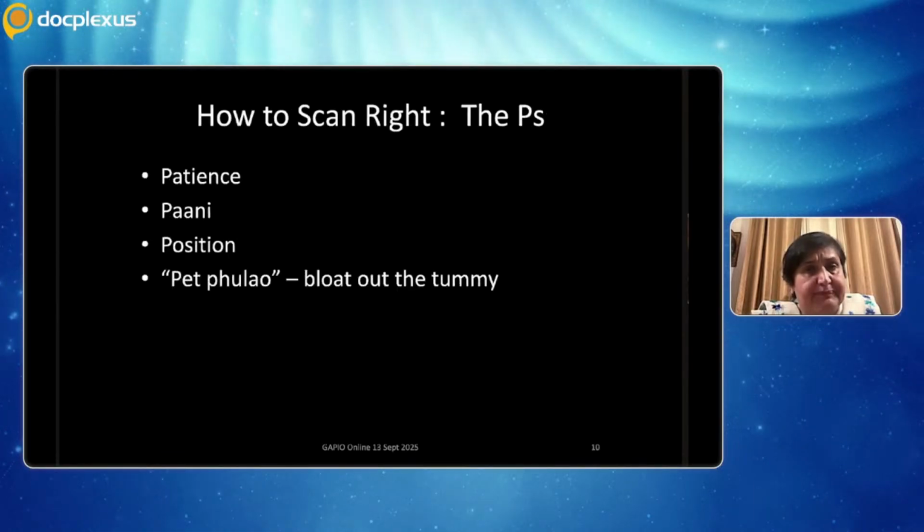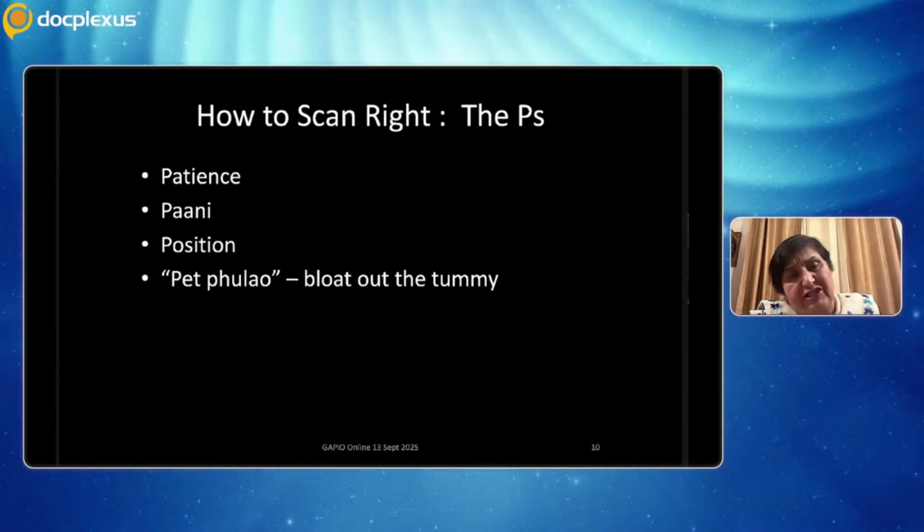So how do you scan right? Here you follow the PiPaNi. This was taught to us long, long ago. Patience: put your transducer there and try to dispel the overlying bowel and try and see the pancreas. Pani: give the patient water to drink, distend the stomach and use this as a window to see the pancreas.